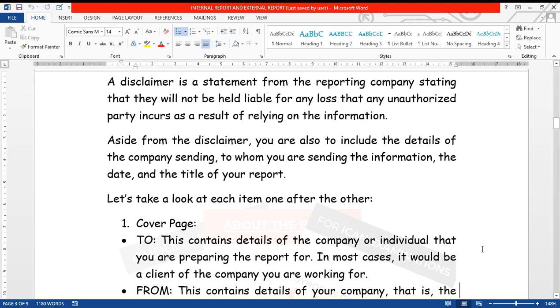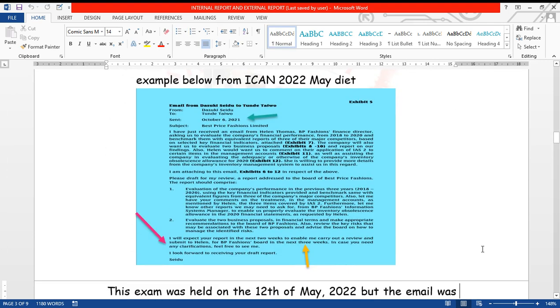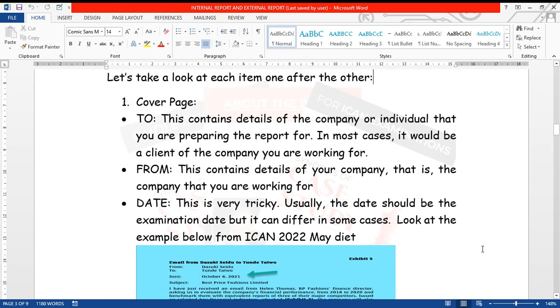So now, like I said earlier, we're looking at the structure of the external report. I just briefly spoke a little about the cover page. So now let's look at each structure of the external report one after the other. The first thing, like I said, is the cover page. Number one is the cover page, right?